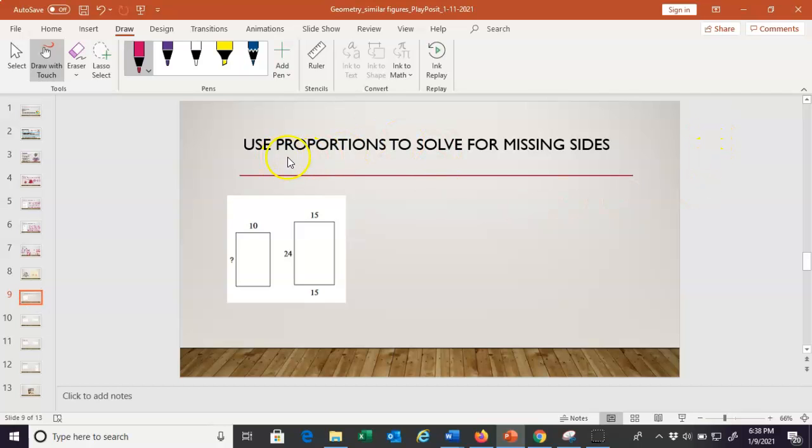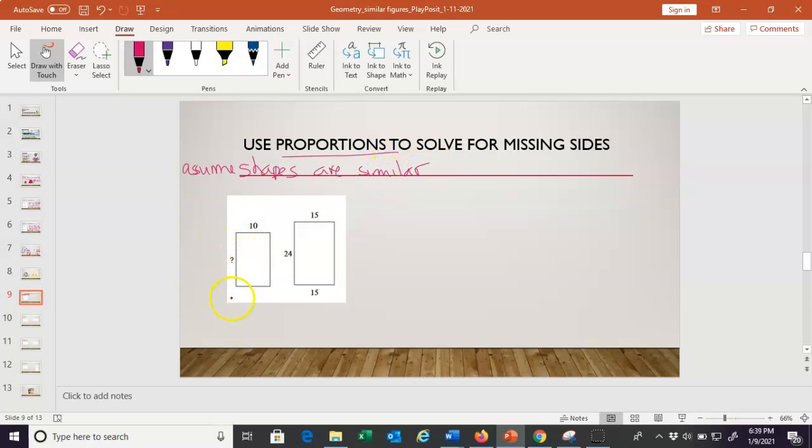We're going to use proportions to solve for the missing sides. Remember, a proportion is just two fractions set equal to each other. So we should have some information here. Assume shapes are similar.